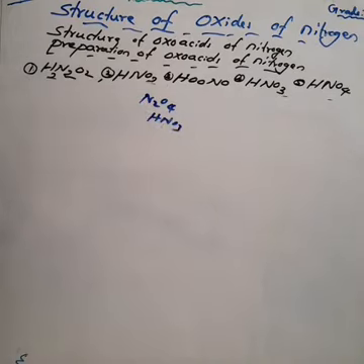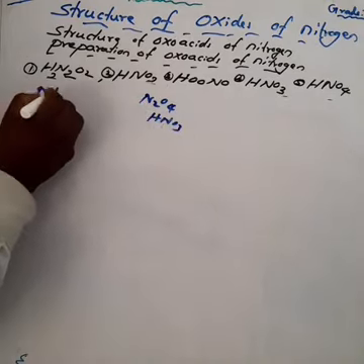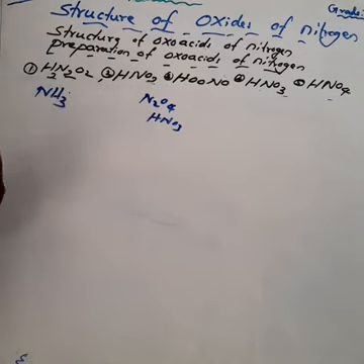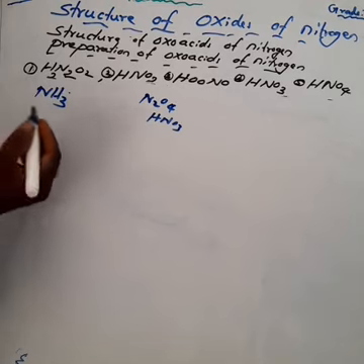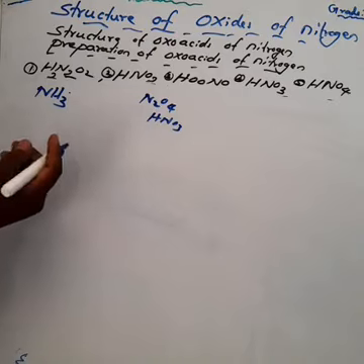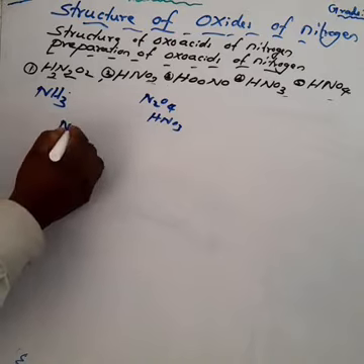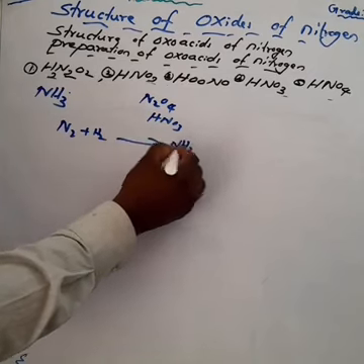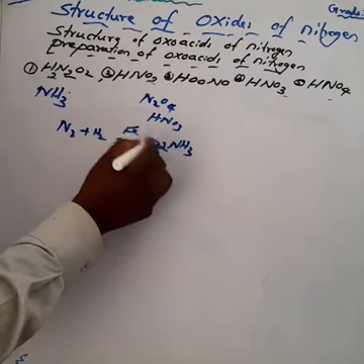What about the first one? Ammonia. We know that ammonia is prepared by Haber's process. Here we are taking N2, a nitrogen gas, plus 3H2, a hydrogen gas, in the presence of iron, we get ammonia, NH3. You have to balance the equation: N2 plus 3H2 gives 2NH3. 2 ammonia is there.